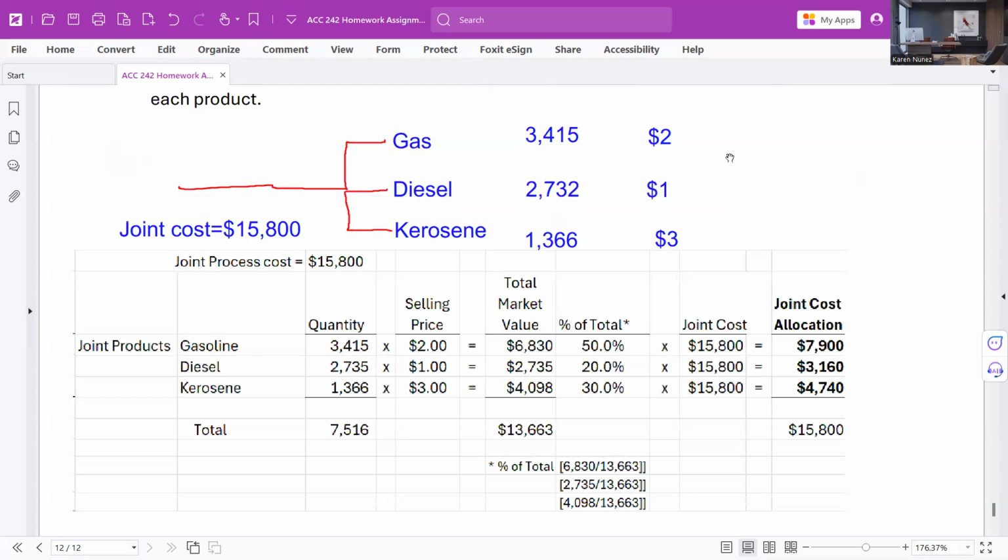so the 3,415 times 2, market value is 6,830. The 2,735 times 1, that's the market value, 2,735. The 1,366 times 3, that's the market value. Total market value, we use that to get our percentages. 6,830 divided by 13,663, 50%. 2,735 divided by 13,663, 20%. And lastly, 4,098 divided by 13,663, that's 30%. Multiply times joint cost, we've got the allocation. And that's allocating joint costs using the market value at split off.